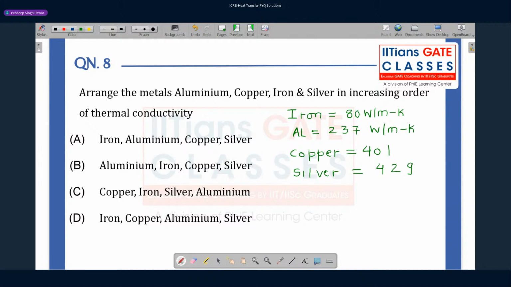A lower value of K means a comparatively poor conductor of heat. Now we have to arrange in increasing order, so K should increase. The lowest is iron, then aluminium, then copper, and then silver is the highest one. So the answer will be A here. A pretty simple problem. If you remember the thermal conductivity values of the metals, you can simply rank them in increasing order. Let's move to the next problem.